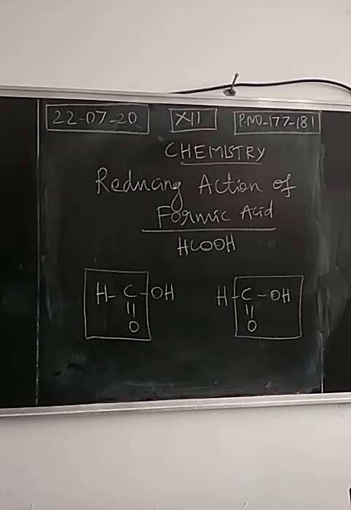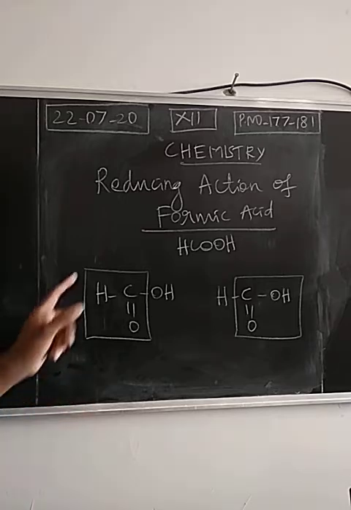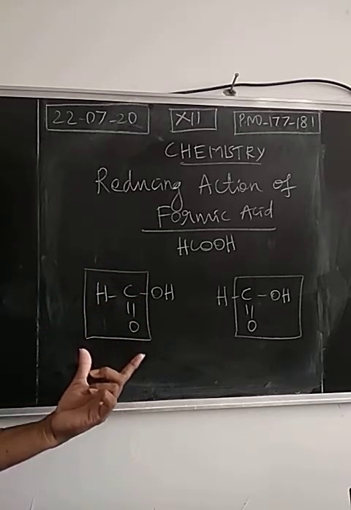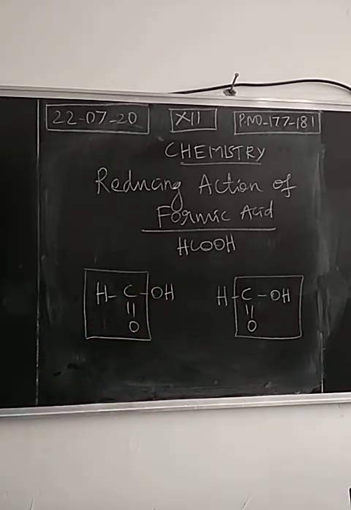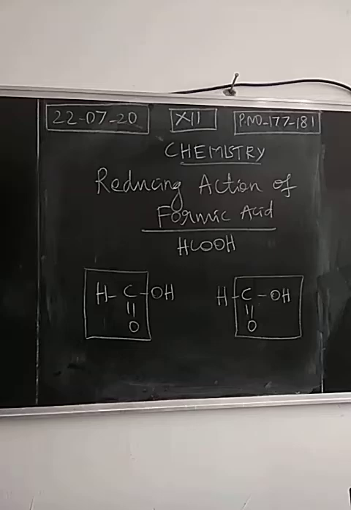So in formic acid, the functional group is carboxylic acid, as well as, due to the presence of this hydrogen instead of an alkyl group, we have an aldehydic group arrangement. So formic acid behaves as a reducing agent. What is the nature of a reducing agent? The substance will induce reduction in another substance, and it will itself undergo oxidation. This is mainly due to the aldehydic group arrangement in formic acid.